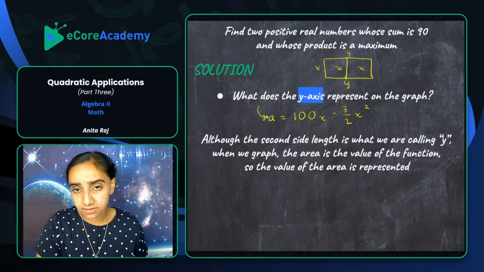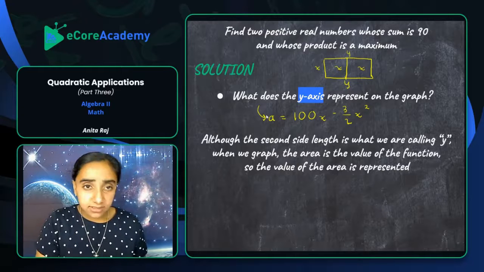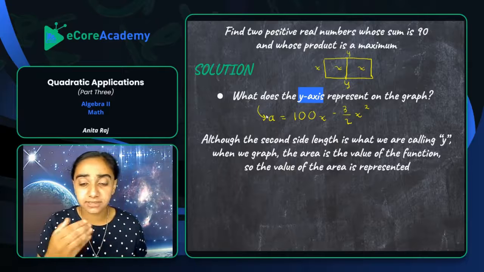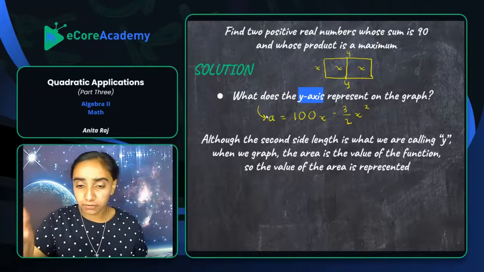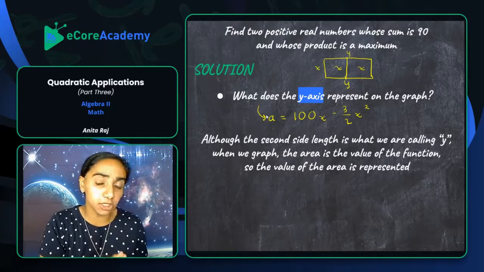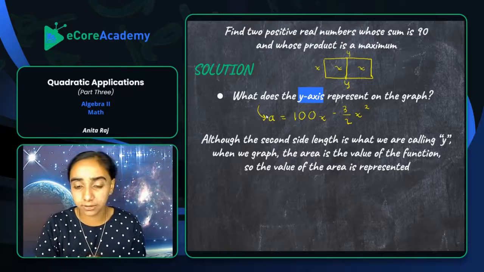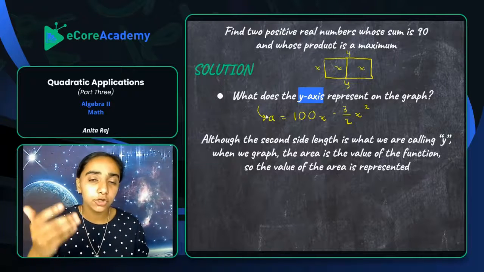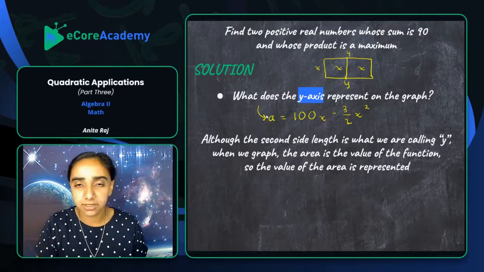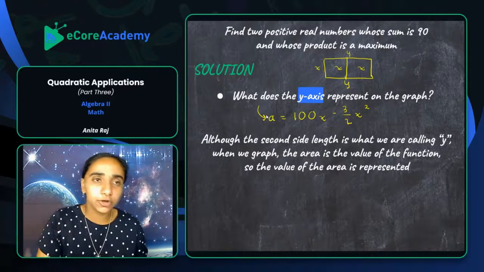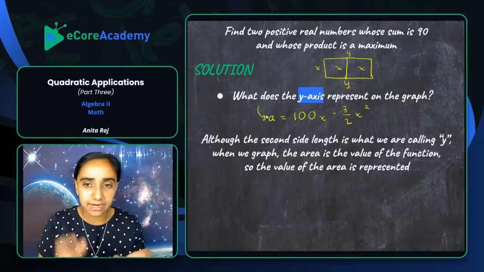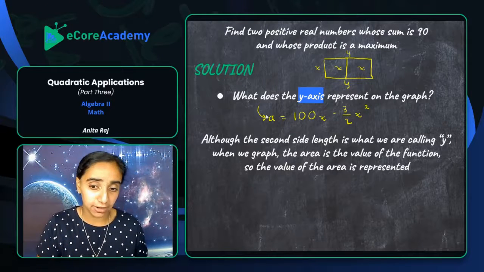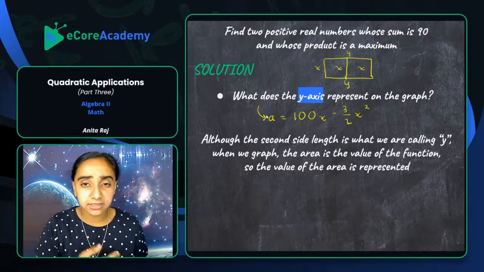So although we're calling the second side length y, in this case, the y-axis actually represents the maximum area. If you're writing this as a proper function that you are graphing on the coordinate plane, A should actually be y, because you always write your quadratics in the form y equals ax squared plus bx plus c, or you can write it in vertex form. You always have y and x, but because of this problem, we rewrote that as A to represent area. So you need to know that the area is the value of the function.